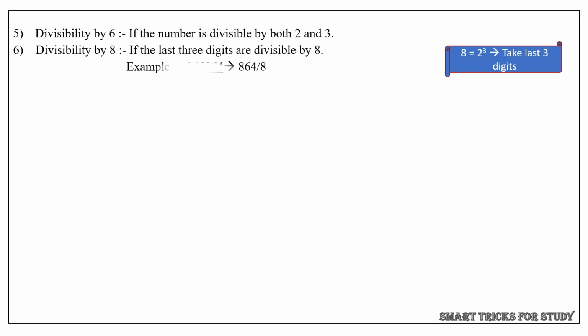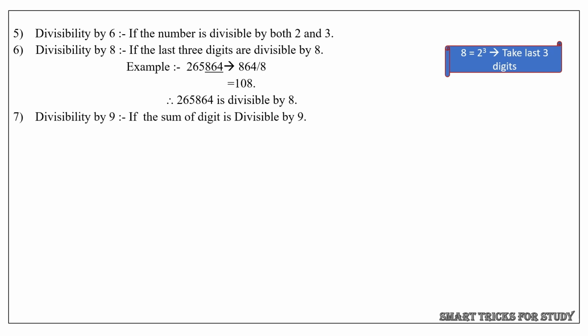Example, 265864. Here the last 3 digits are 864, therefore divide 864 by 8. That is, 864 by 8 is equal to 108. If the remainder becomes 0, then the given number is divisible by 8. Therefore 265864 is divisible by 8.